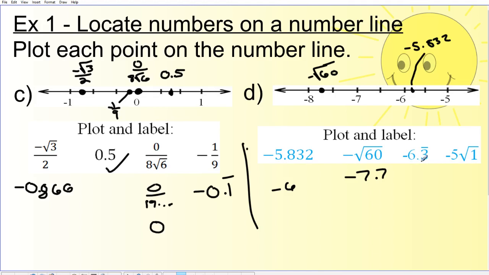Okay, negative 6.3 repeated. Now, it is repeated, but we don't really need to worry about all these extra 3's because we don't have that accuracy just drawn by hand anyway. So just kind of ballpark it. As I'm estimating here, this negative 6.3 will be closer to negative 6 than negative 7. So between these two, negative 6.3, I would say is somewhere there.